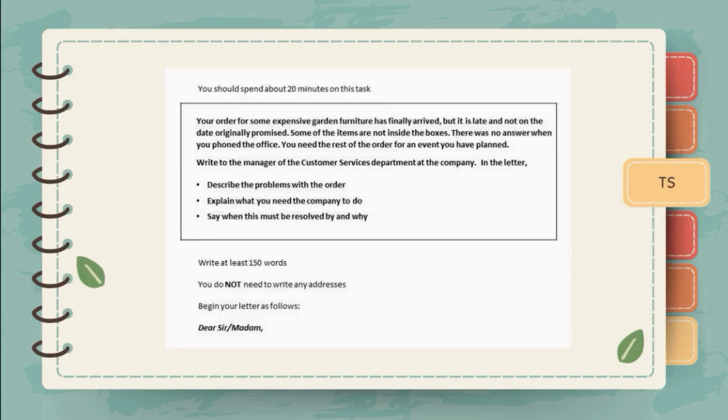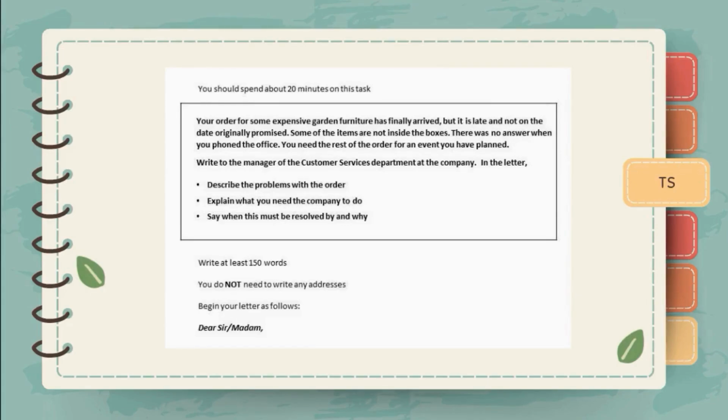Here is a sample of task 1, general training IELTS. Here the question states that your order for some expensive garden furniture has finally arrived, but it is late and not on the date originally promised. Some of the items are not inside the boxes. There was no answer when you phoned the office.